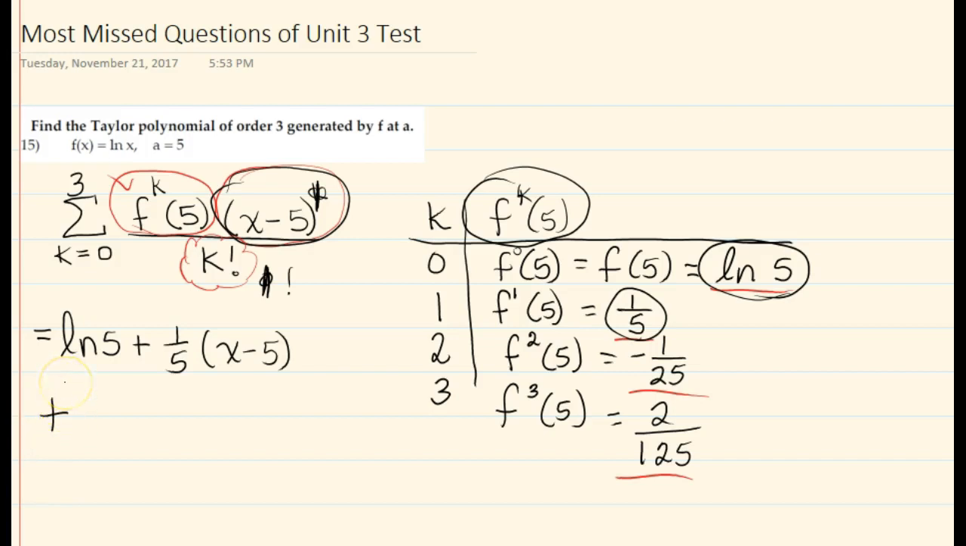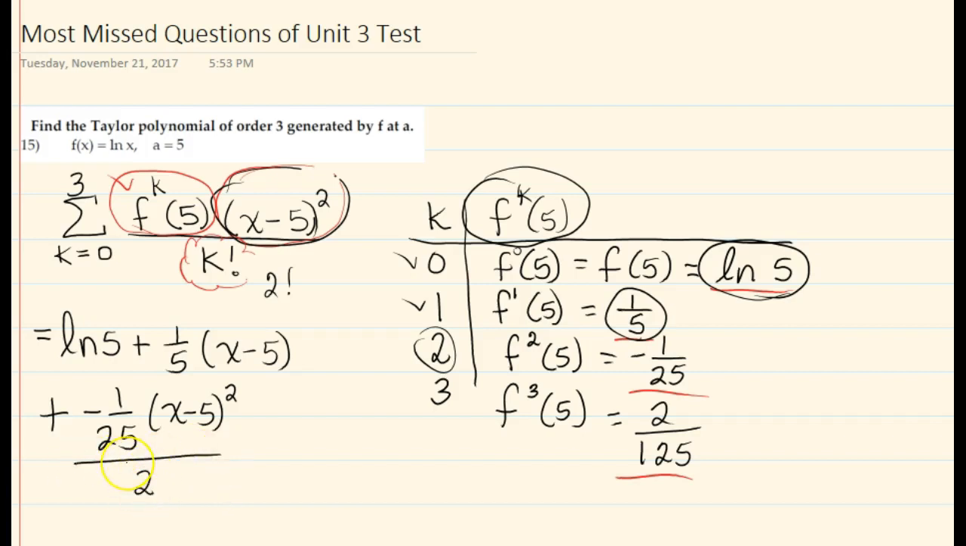Plus, now I'm going to let k equal 2. So it's going to give me negative 1 over 25. I'm going to come up here and change my exponent, so that's going to be to the second power. So I'm going to have x minus 5 squared. And at the bottom, I'm going to have 2 factorial, and 2 factorial is the same thing as 2. So that's my third term.